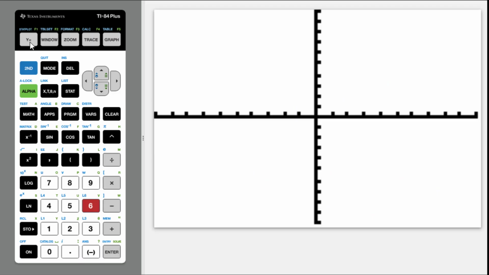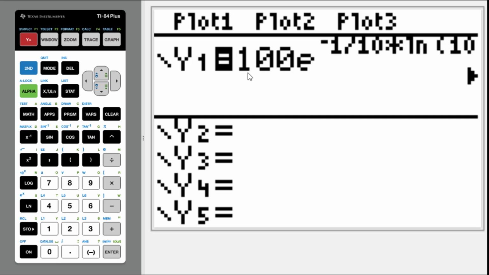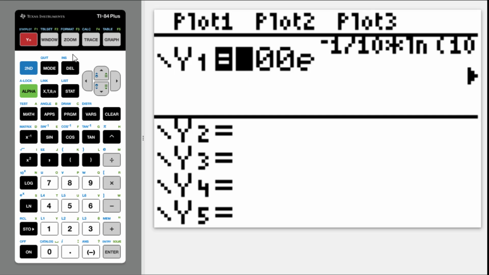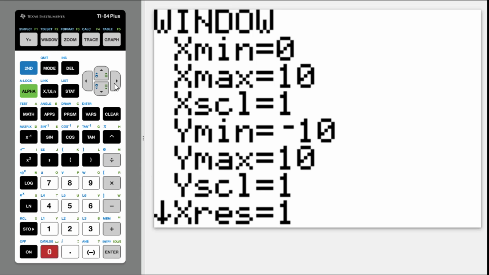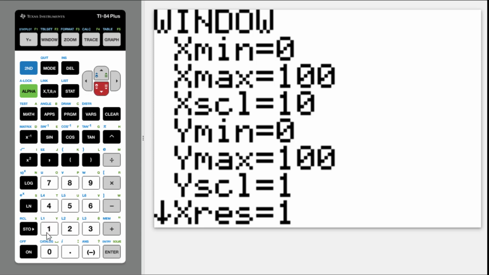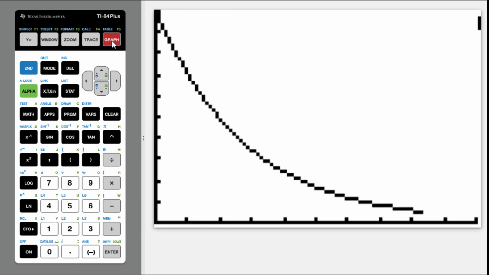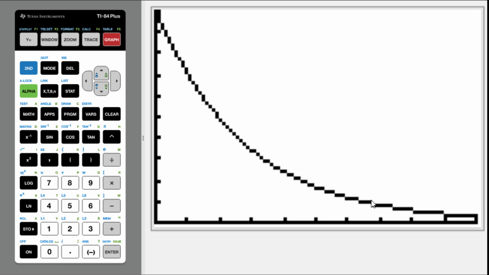Let's go to the graphing calculator. We will put the function into Y1. You need to change the window. Time from 0 to 100, scale is 10. Y minimum will be 0, Y maximum let's do 100, scale is 10. Then graph. You can see the graph like this.